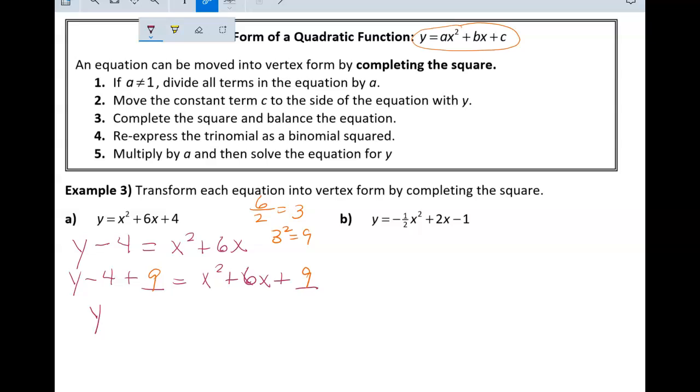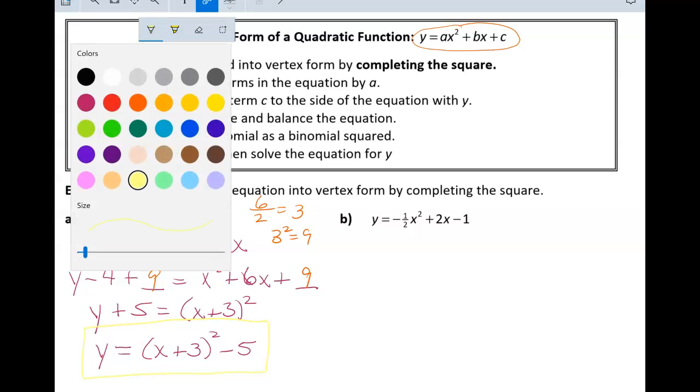On the left side, we have y plus 5, and on the right side, if it's factored, you have x plus 3 times x plus 3, or x plus 3 squared, and now we're almost in vertex form. We just have to subtract that 5 off from both sides, and now we have the vertex form of the equation.